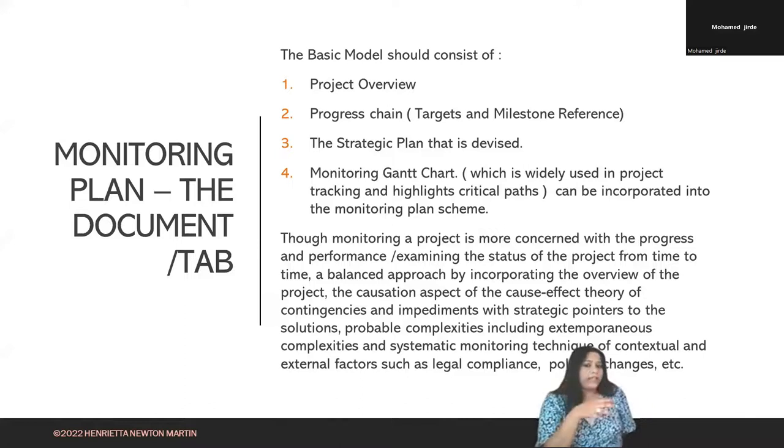A strategic plan that is devised, including a contingency plan and the plan to achieve the project. It could also include an integrated change plan. Suppose there are any changes, then you'll have to adopt the integrated change plan. You cannot just directly implement the change. You need to seek relevant approval, so that plan has to be charted out there.